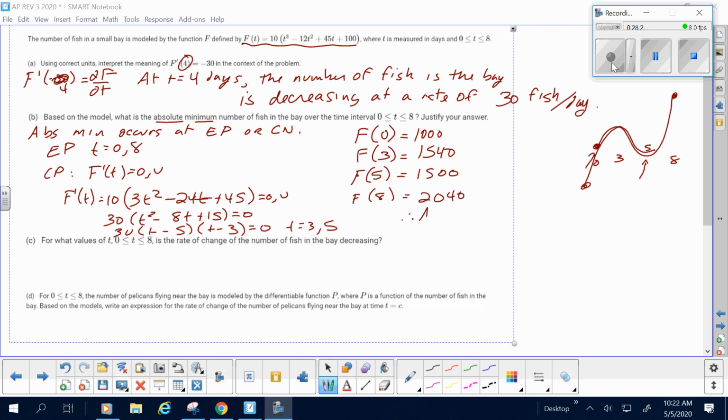From that, I conclude the absolute min is, make sure you answer the question. They say, what is the absolute min? So please don't say, the absolute min is at time 5. That's not the question. They didn't say when, they said what. The absolute min number of fish, at time 0 I should have said, is 1,000. Because it's the least of the candidates. So if you wanted to say because 1,000 is less than 1,500, which is less than 2,040, because it's the least of the candidates. All right. Try C.